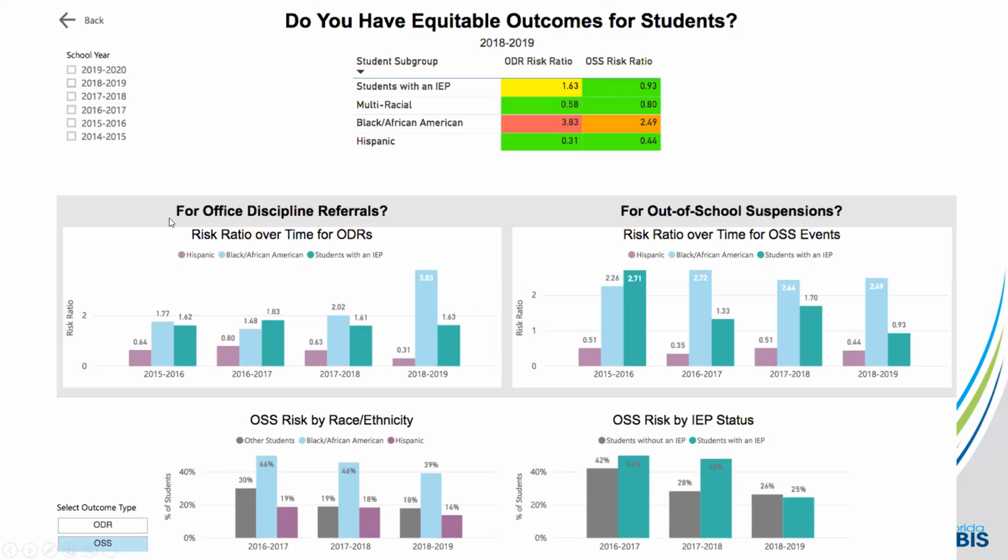So now we want to start digging into some patterns around our students' performances. One of the things that we can begin to look at right now is whether or not our outcomes are equitable for all students. So let's just assume that we're a school that has a healthy tier 1.